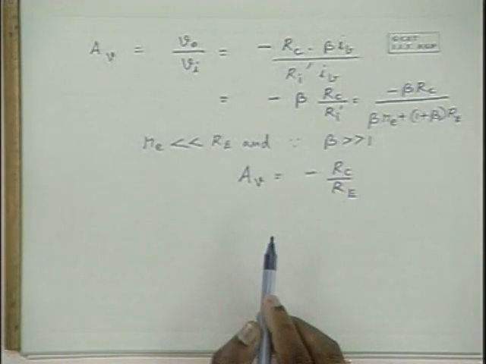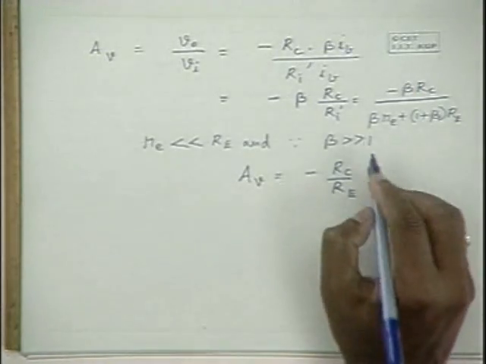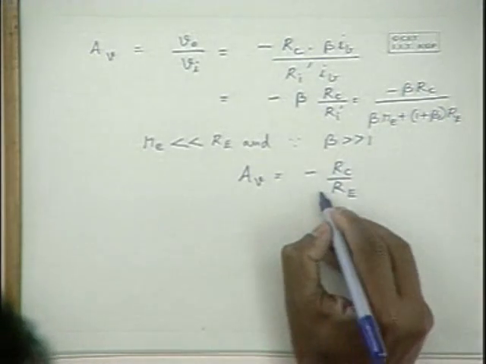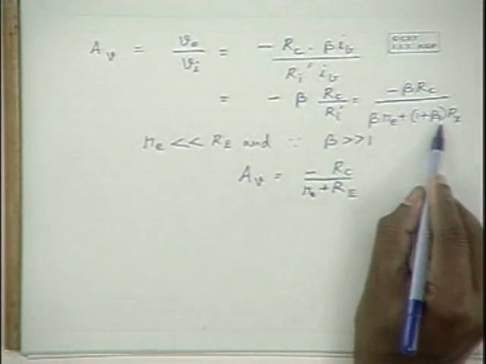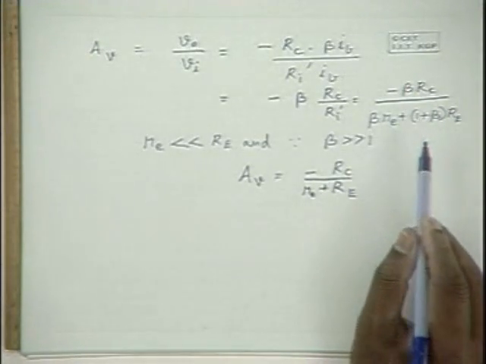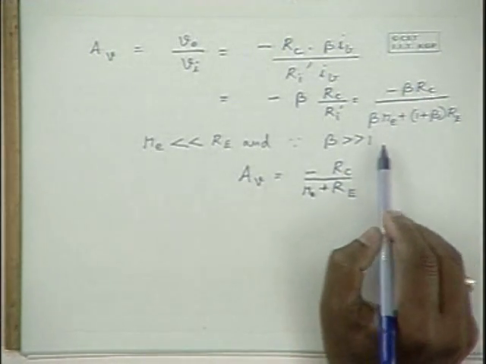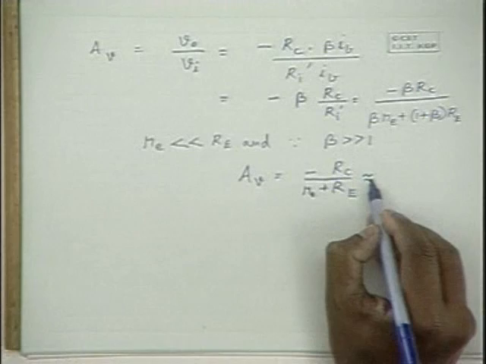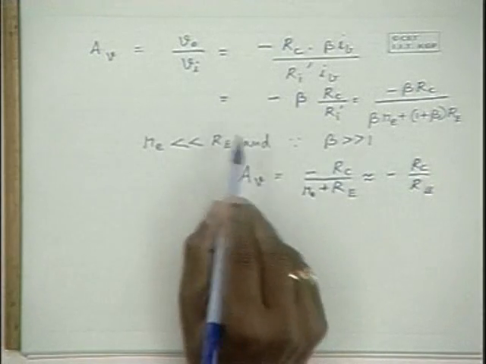And now let us determine the voltage gain. Or this can be, to a better approximation, written as, we can add an RE here, and this is a better approximation, only assuming that beta is much larger than 1, which is true. So the approximate expression is minus RC by (small re plus capital RE), which in turn can be approximated to minus RC by RE because of this approximation.